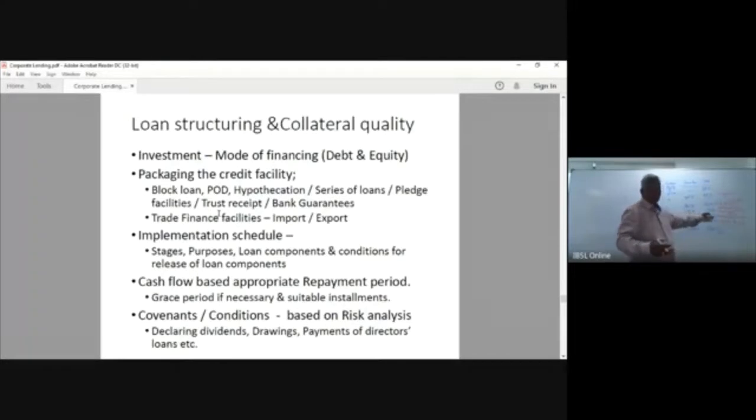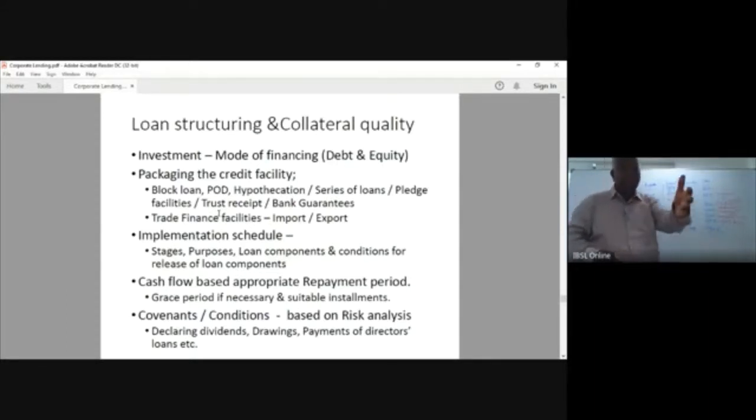Then to meet the working capital requirement, 20 million, a POD facility. Repayment on demand. That is, as long as they can go, if anything happens, the bank can demand. So, POD facility revolving 20 million. So, this will make the credit package. This is a very simple way of making the credit package, or credit structuring, loan structuring.